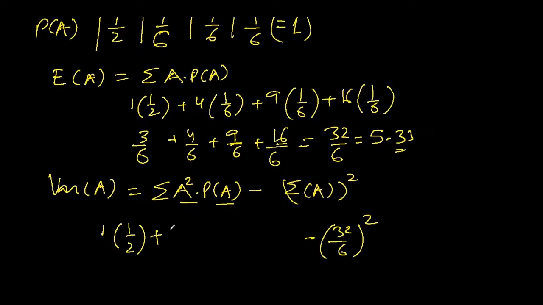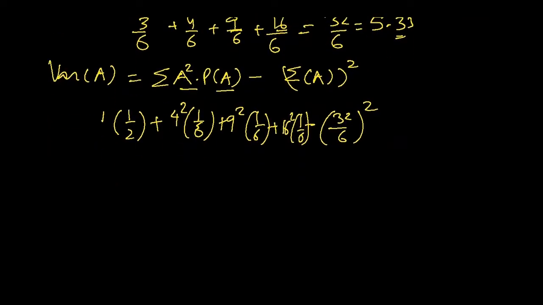4, 9, and 16. 4 square times 1/6 plus 9 square times 1/6 plus 16 square times 1/6. Put this in your calculator and you'll get the variance. What I got was 30.9.